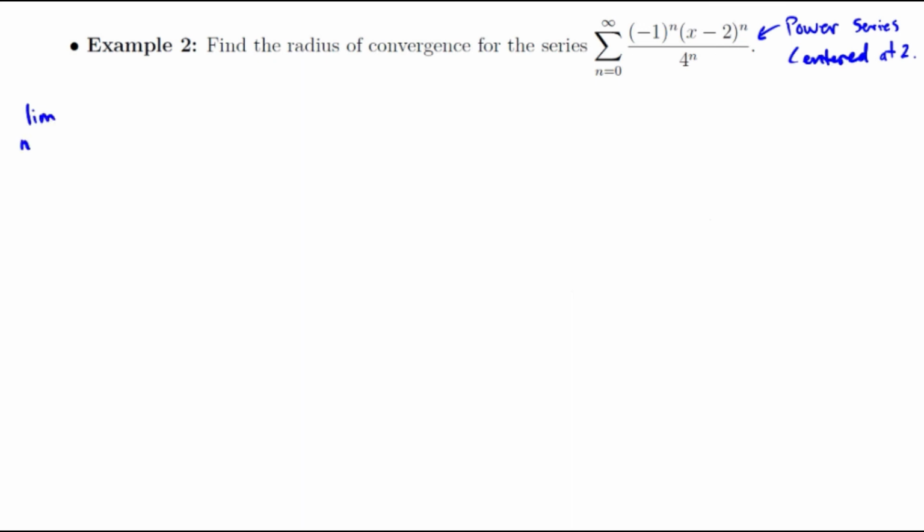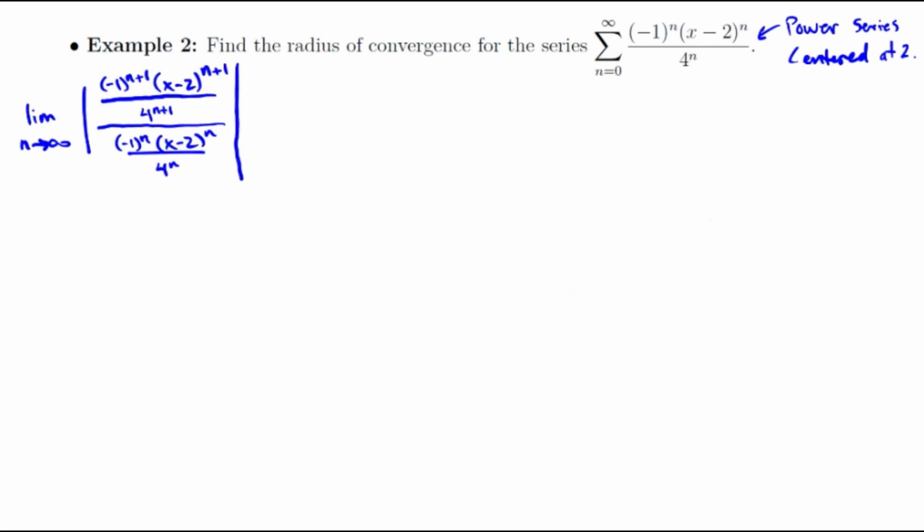So we'll take the limit as n goes to infinity of, and so everywhere I see an n, I put an n plus 1 up on top. And then on bottom, I just put everything with n's. All right. And then remember what we're going to do is we're going to only apply the absolute values to the things that actually need it.